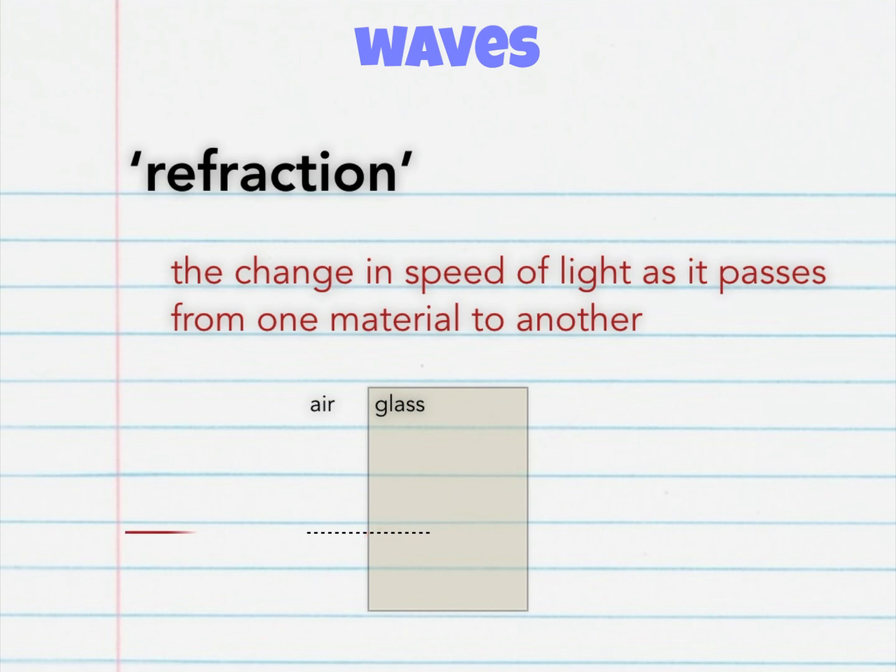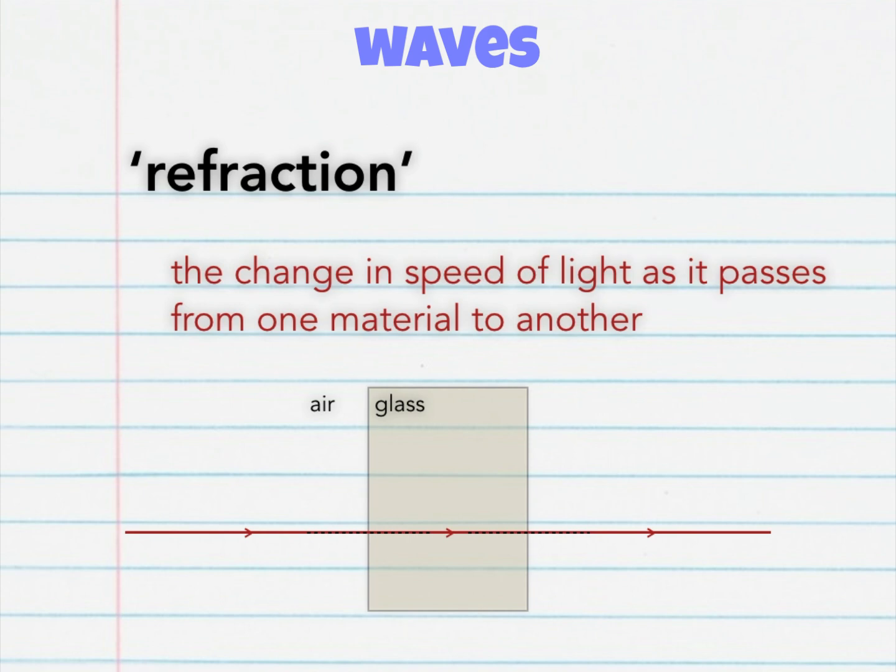If the light has an angle of incidence of 0 degrees, in other words straight along the normal line, then there's no change in direction and the light passes straight through. What is happening though is that the light is changing speed. 3 times 10 to the power of 8 meters per second in air and 2 times 10 to the power of 8 meters per second in glass. These values are given in the examination's datasheet, so there's no need to remember them.